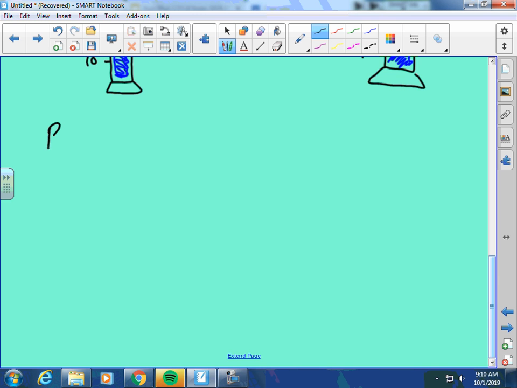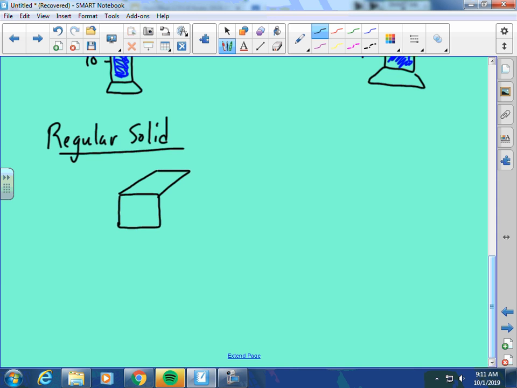And I'm going to call this a regular solid. Okay, and the reason I'm going to call it a regular solid, I don't know if I can do this, is because it has square measurable sides. Oh, not too shabby. Not too shabby, okay. All right, so we have a regular solid. So this is another way to find the volume.